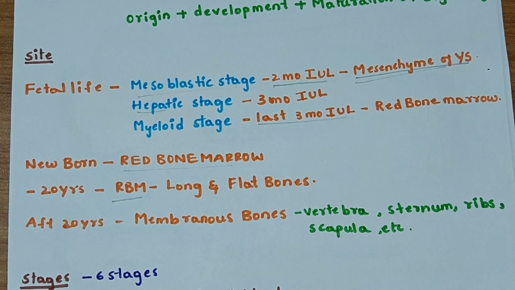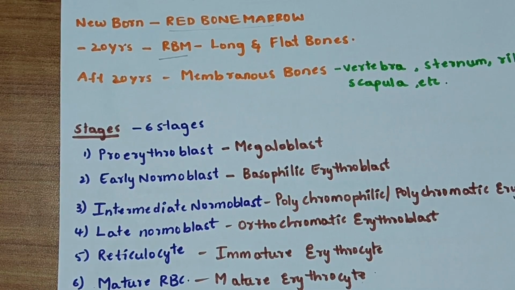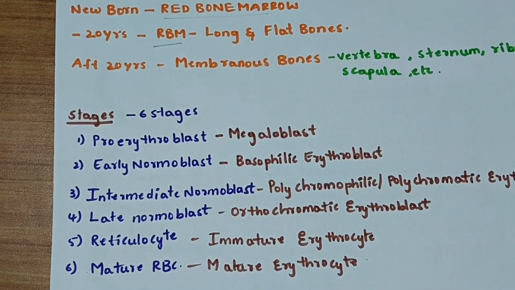So let's see erythropoiesis. There are 6 main stages of erythropoiesis. What are these stages? They are the proerythroblastic stage, early normoblast stage, intermediate normoblast stage, late normoblast, reticulocyte and finally the mature RBC.